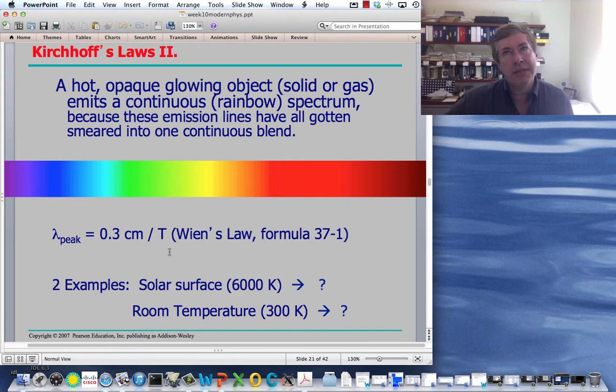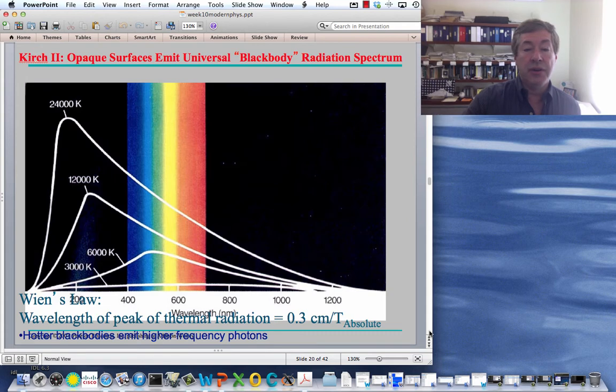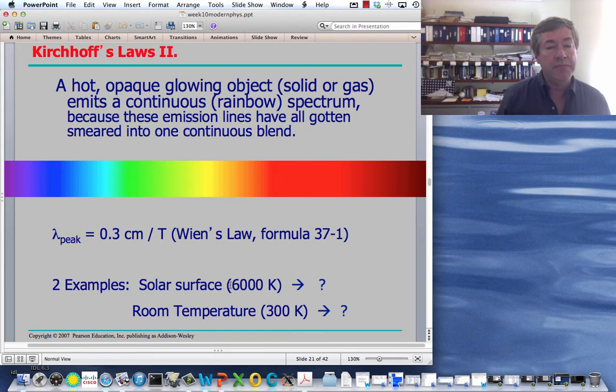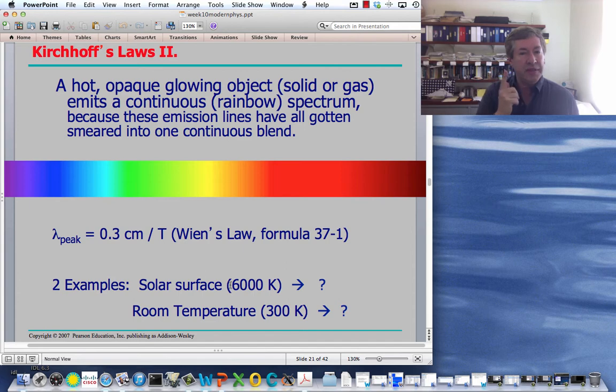20,000th of a centimeter is 500 nanometers, which corresponds to green light, or maybe yellow light, as I showed you on the previous graph. So that's kind of convenient, that the typical photons that a blackbody like the sun produces happen to have the frequencies and wavelengths which correspond to our most sensitive vision.